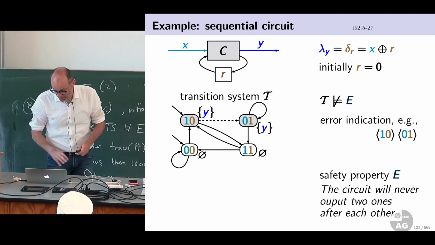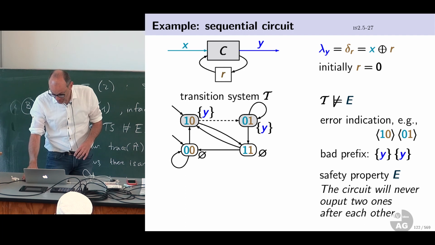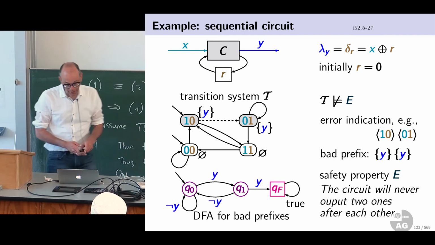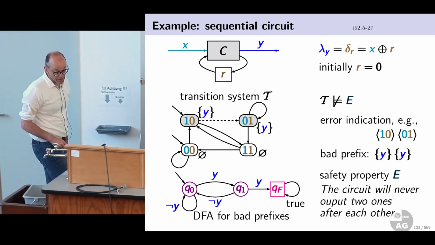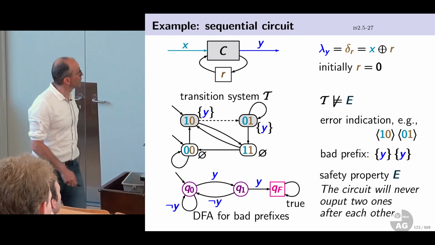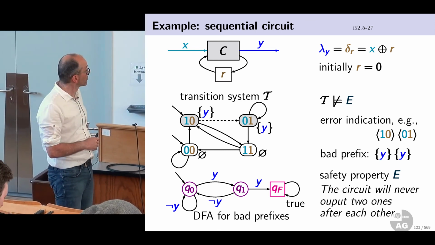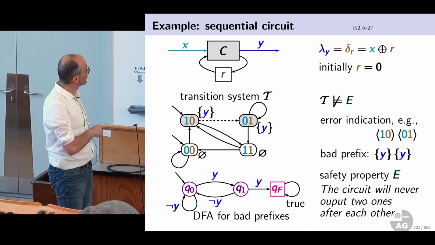That's something we can see, but that's not the issue. How can you check this algorithmically? And here is the error indication. The bad prefix is YY. And how do you get this systematically? Well, systematically you get it as follows. You take this property, we construct the bad prefix automaton. And this is the bad prefix automaton.